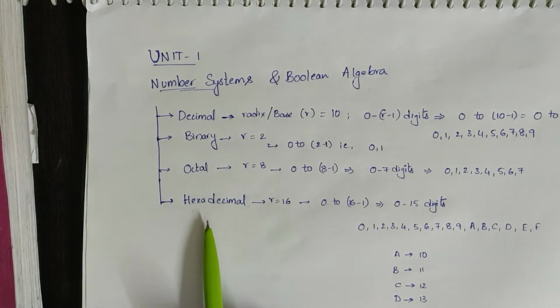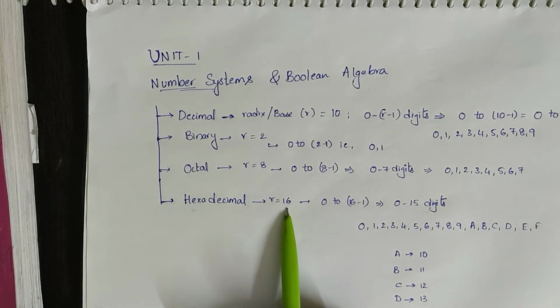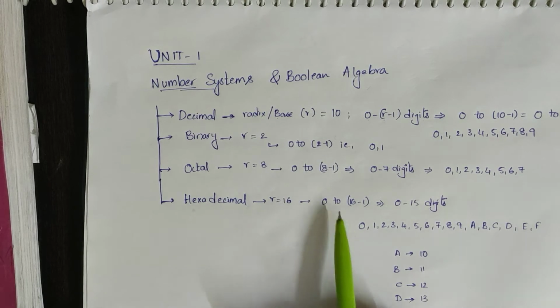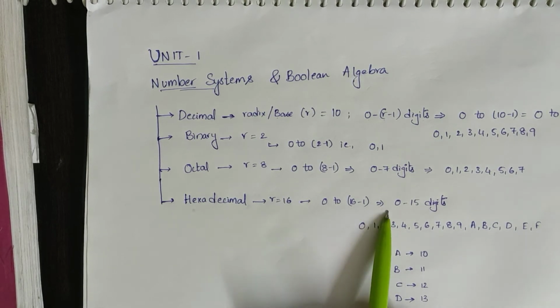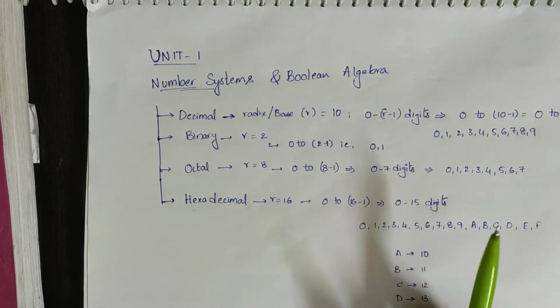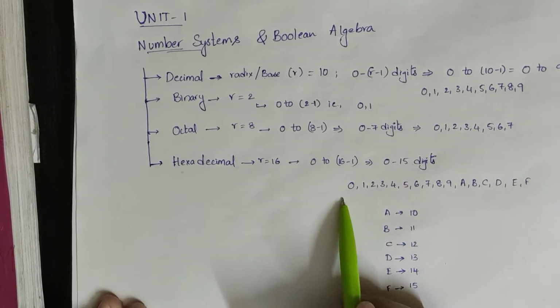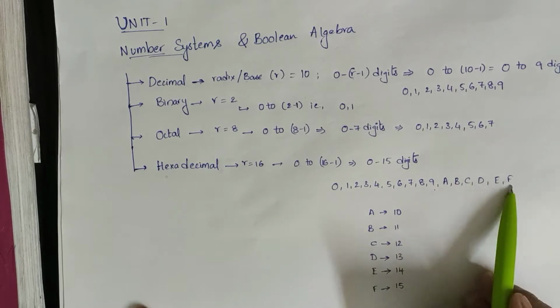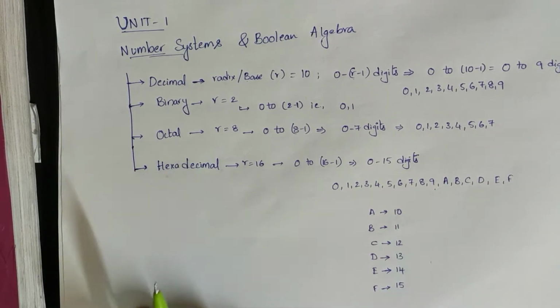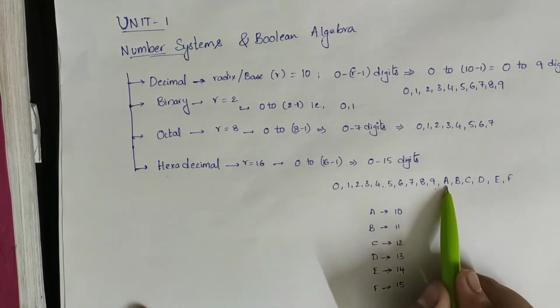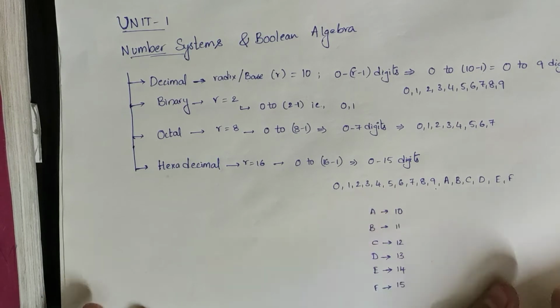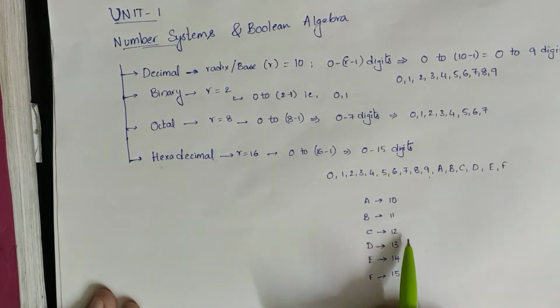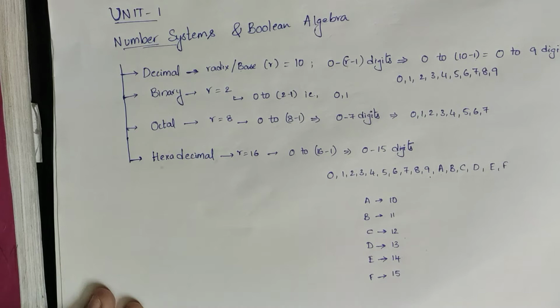Next, coming to hexadecimal numbers, the radix is equal to 16. That means it will have 0 to 16 minus 1 digits, that means 0 to 15 digits will be there. That is 0 to 9 and A to F are the digits in hexadecimal numbers, where A is decoded as 10, B is decoded as 11, C is decoded as 12 and so on. F is decoded as 15.